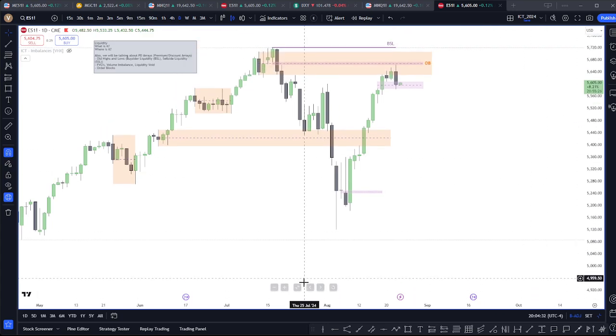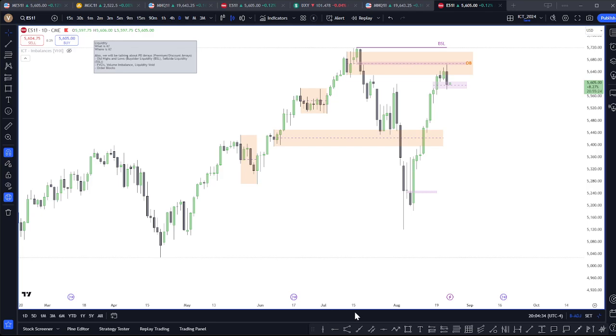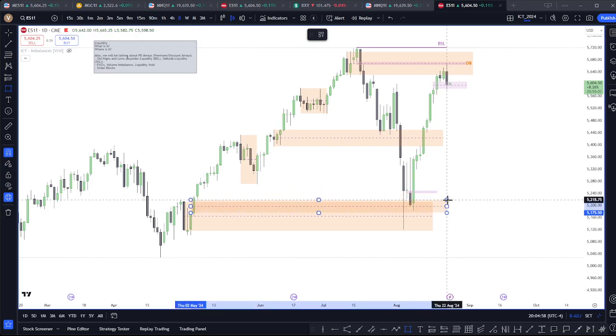But then it came all the way down till here, into this order block. So now you can start seeing why it wicked. Why did it wick beyond this fair value gap? If you look at it, this was a fair value gap, right?